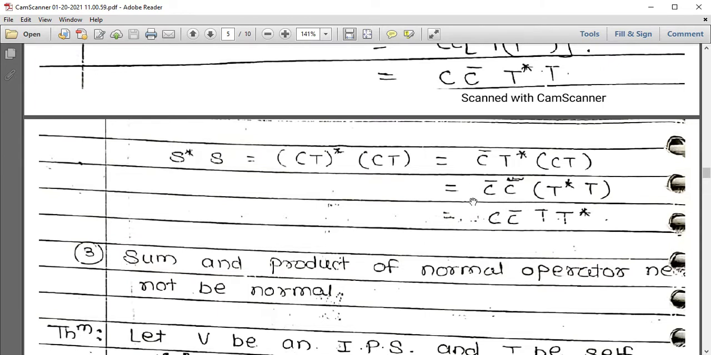C bar of C, which is equal to T star into T, which is equal to C into C bar, which is equal to T into T star, because T star into T is equal to T into T star. So here we get C into C bar is equal to T into T star. Here C is there, not C double bar. C bar into C. So at the end, C into C bar is equal to T into T star.